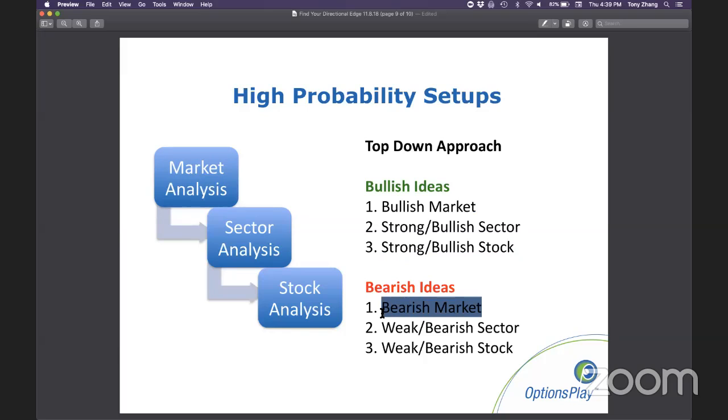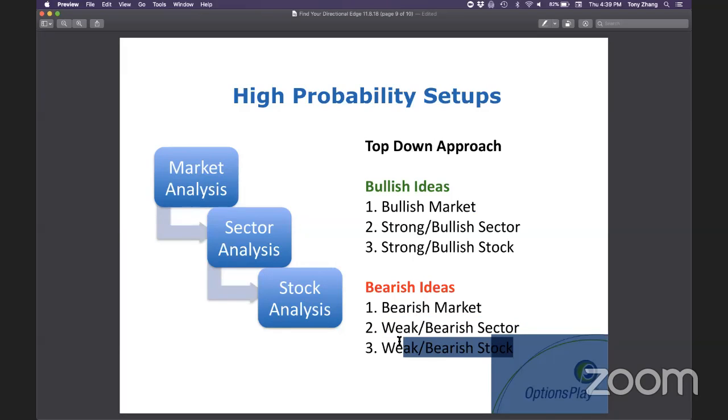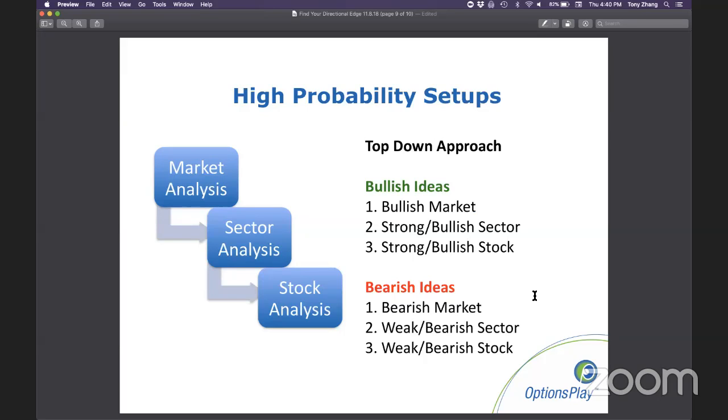We try to do it when we have a bearish outlook on the market. Then we look at weak and bearish sectors. So we look at our sector watch list and see what sectors are weak, which sectors are trending lower. And then within those weak sectors, that's when we try to find a weak or bearish stock. That's how we're able to get high probability bearish trades for some of the trades that we make during our daily play. So this is the type of top-down approach that you typically want to follow if you want to find high probability setups.